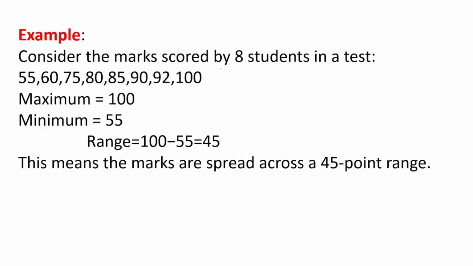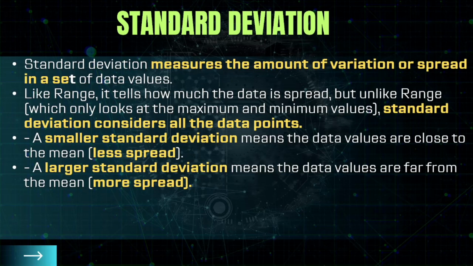Take an example here. Consider the marks scored by 8 students in a test. So these are the marks. The maximum mark is 100, the minimum mark is 55. So what is the range for that? 45. This means the marks are spread across a 45 point range. Clear?